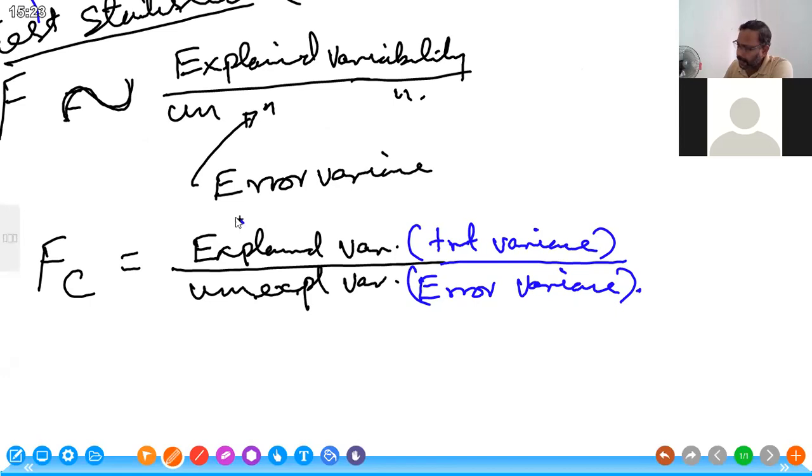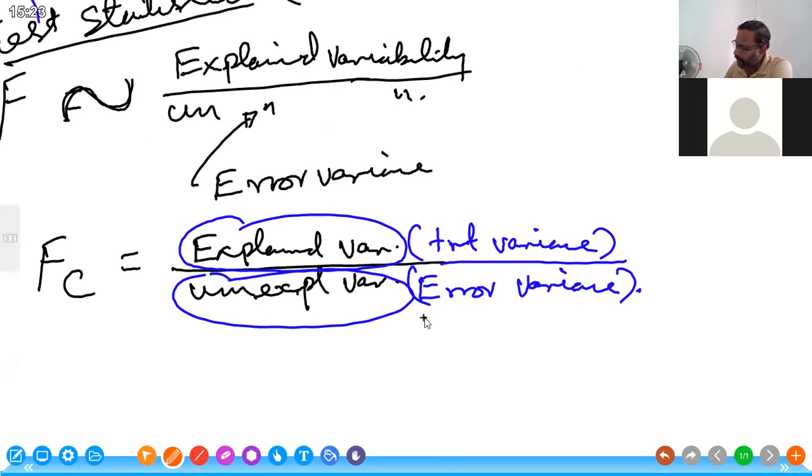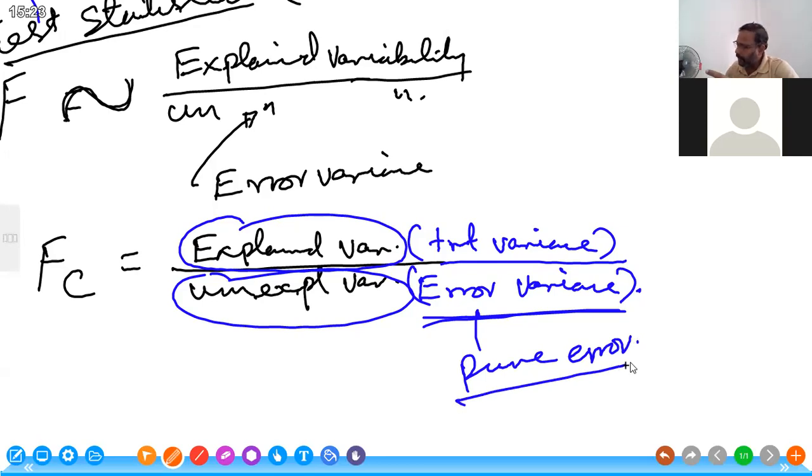That means we have two components, the numerator component and the denominator component. In the denominator, we have error variance. We are comparing with error variance, so that is why we need the error component. That is called pure error. This pure error is not due to any factors where we know the reason for it. So that is called pure error.